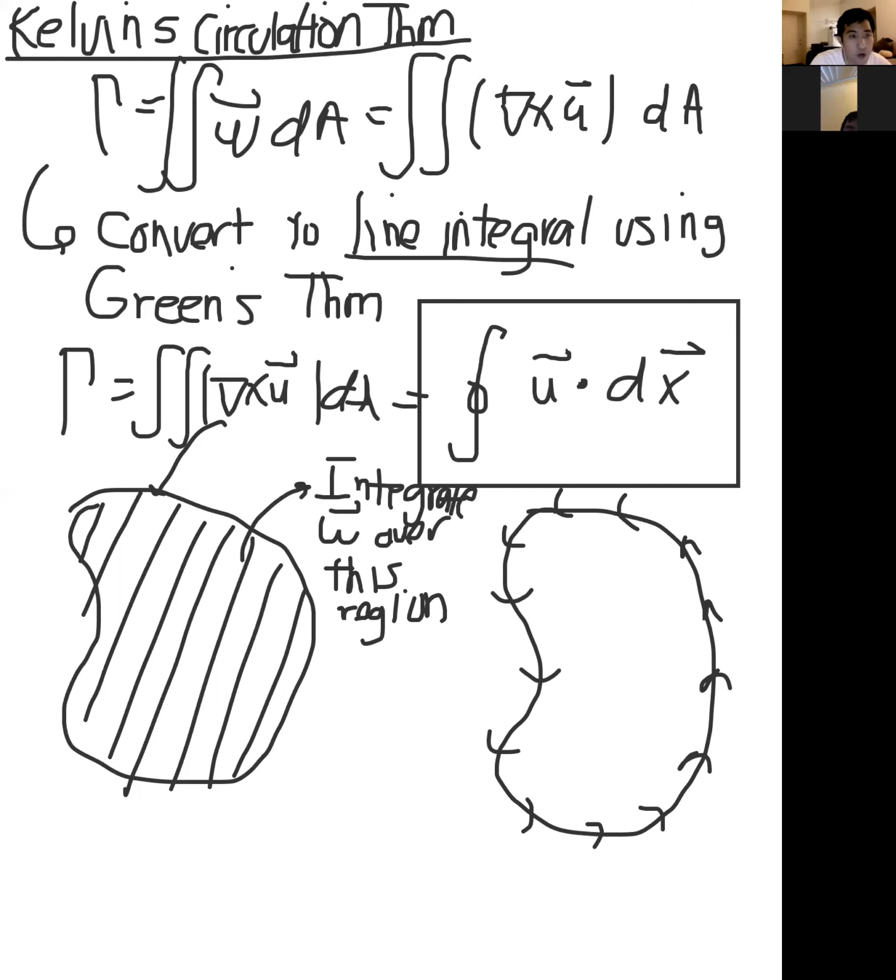And by walking around the boundary, what we're integrating is, instead of the vorticity, the dot product of u with dx, where dx is the tangent to our curve. So what Green's theorem states is that we are taking the dot product of u, where we have some velocity field around this, with the tangent around that curve.